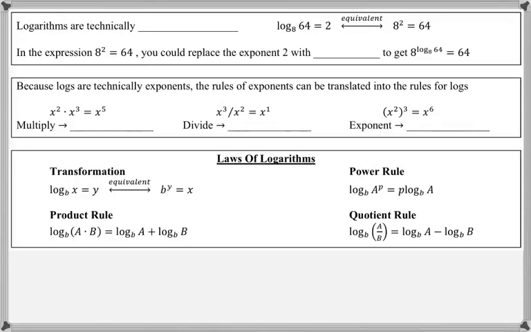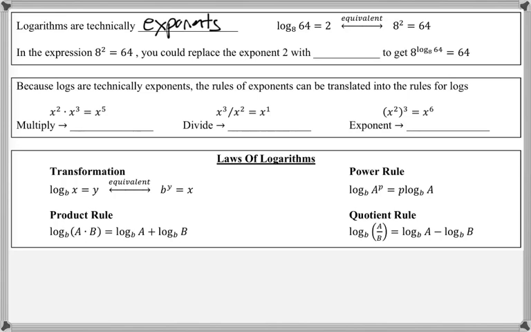So we've already looked at a lot of different properties of logarithms, and we're going to look at a couple new ones in this section. So logarithms are technically exponents. And if we look at our transformation, which we've been working with, log base 8 of 64 is equal to 2.